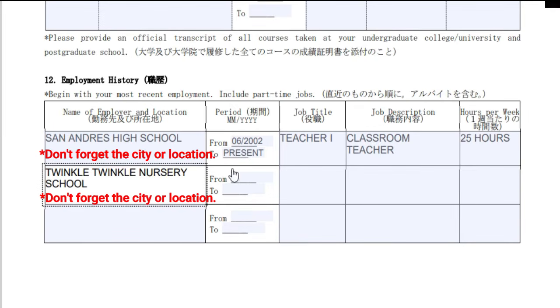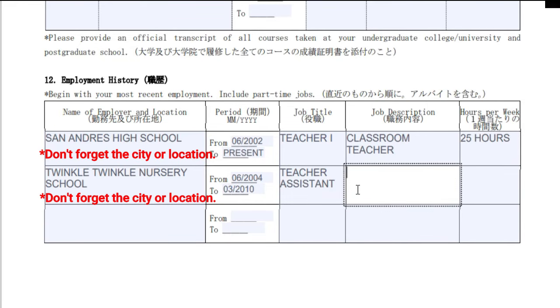And then for what period? Say June 2004 to March 2010. And then what was your job title in there? So let's see, teacher assistant. And then your job description, teaching assistant. And how many hours per week? Let's say 40 hours per week.